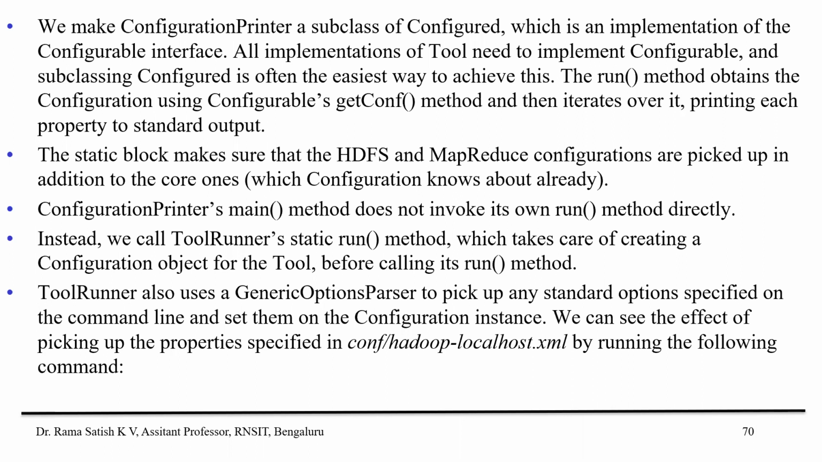Of course, ConfigurationPrinter's main method does not invoke its own run method directly. Instead, we call ToolRunner's static run method, which takes care of creating a configuration object for the tool before calling its run method. ToolRunner also uses GenericOptionsParser to pick up any standard options specified on the command line and set them on a Configuration instance.